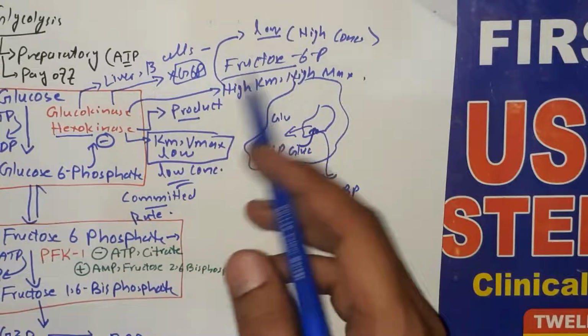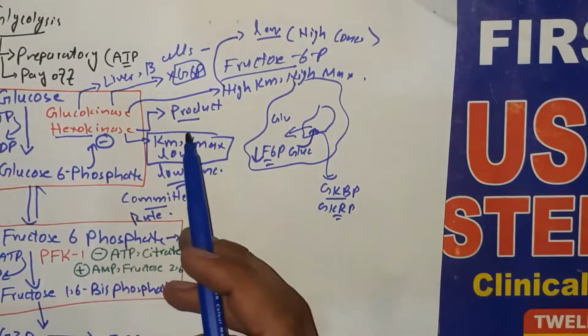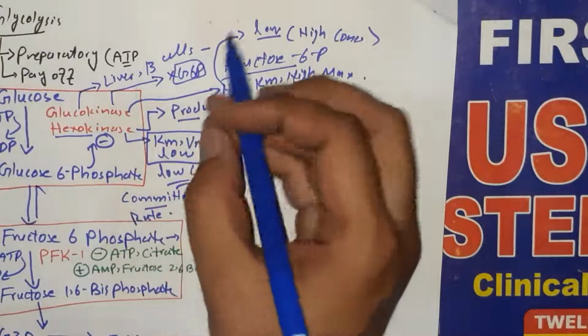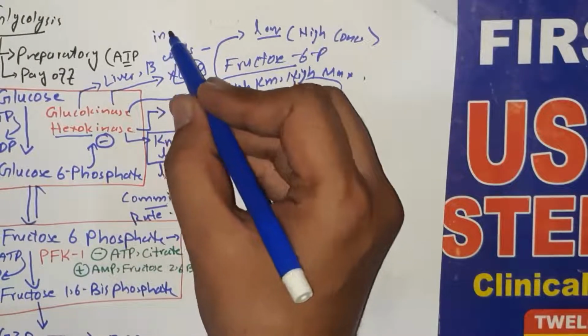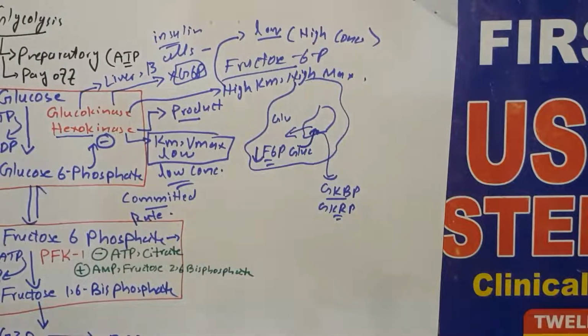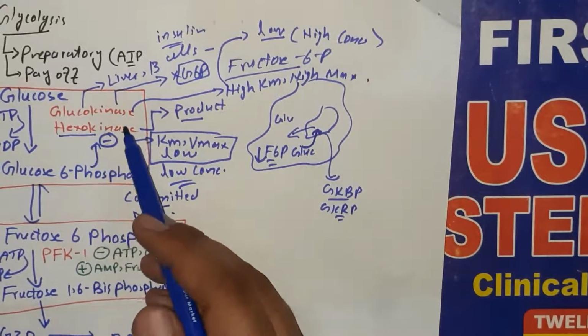It removes the higher concentration of glucose. When the concentration of glucose increases in blood, it is removed by liver cells and the beta cells of pancreas, and there is secretion of insulin. So glucokinase acts as an insulin sensor and determines the threshold of insulin secretion in the beta cells. What we have studied yet is glucokinase regulation and hexokinase regulation.